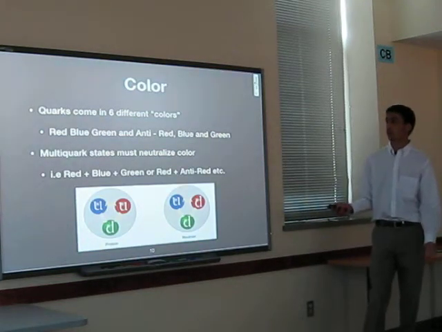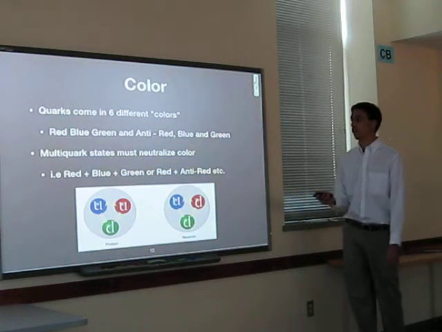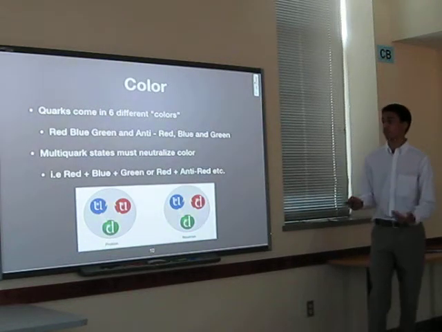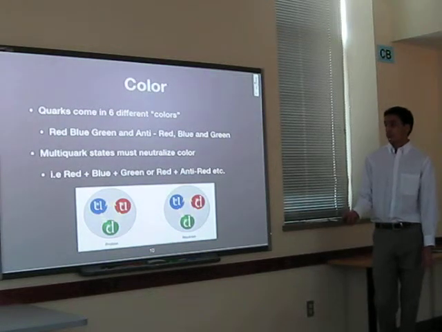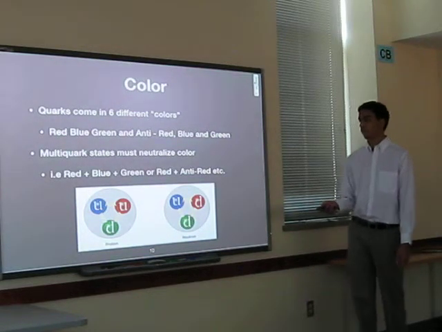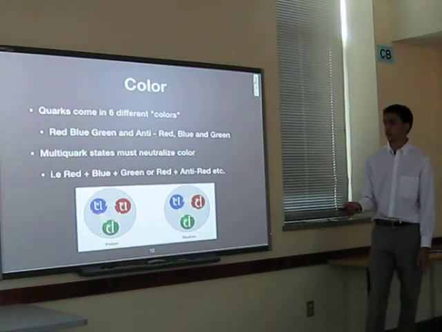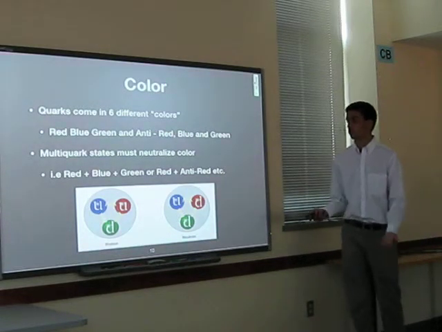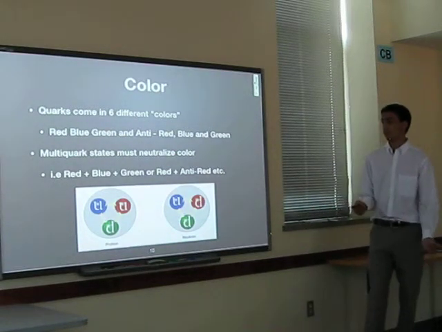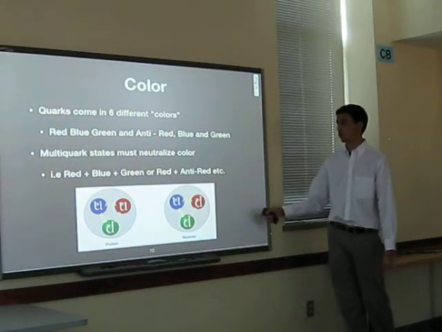So when we say color, we're not really talking about an actual color because they can't really be colored because they're so small. What we call them, though, is red, blue, green, and anti-red, anti-blue, and anti-green. So when you have what we call a hadron, the colors have to neutralize. So in a proton, for example, you have a blue, red, and green, and that makes white. So that's what we call a neutral color. It can also be red and anti-red, or green and anti-green, which cancels out and makes it also neutral.